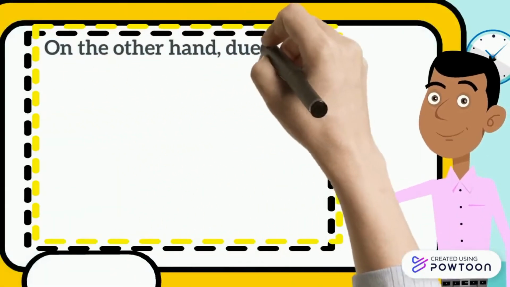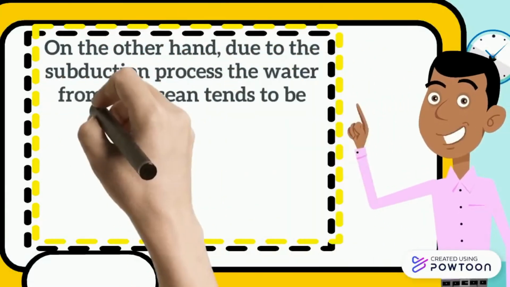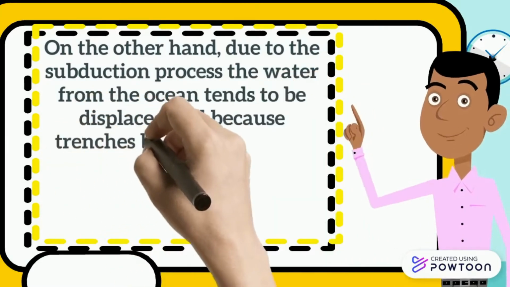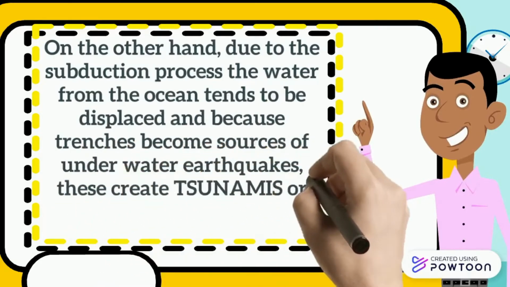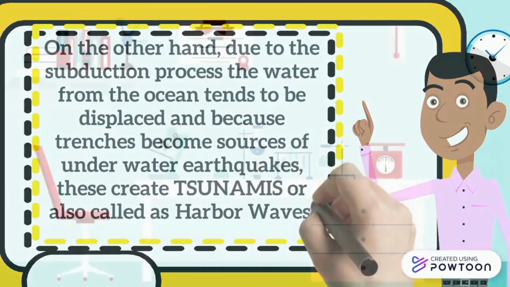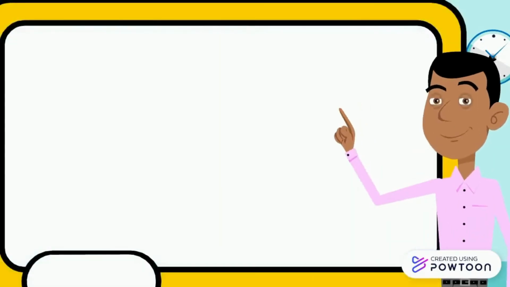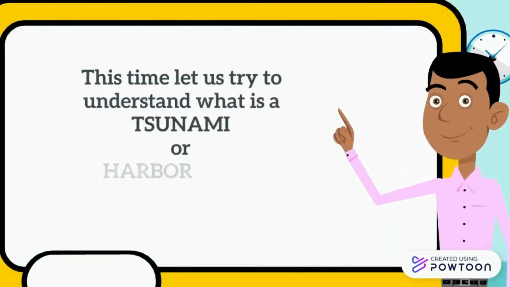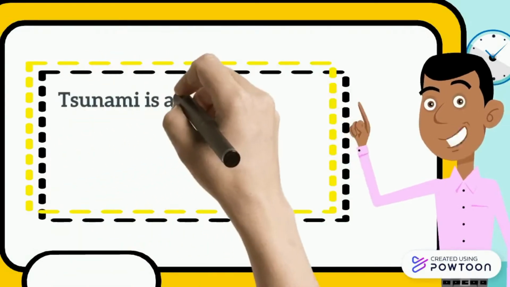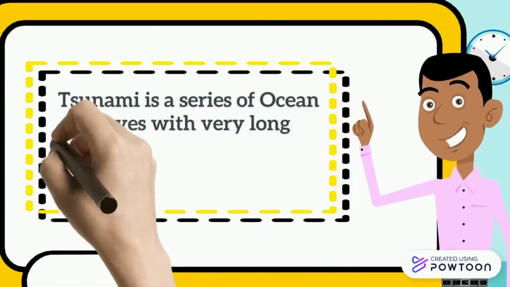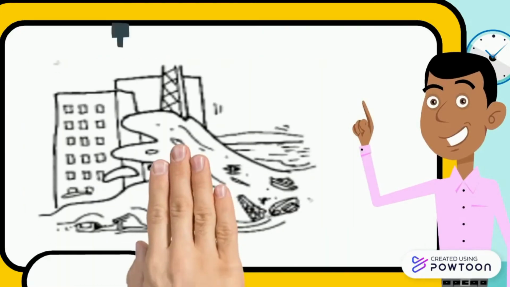On the other hand, due to the subduction process, the water from the ocean tends to be displaced, and because trenches become sources of underwater earthquakes, this creates tsunamis, or also called harbor waves. This time, let us try to understand what is a tsunami or harbor wave. Tsunami is a series of ocean waves with very long wavelengths caused by large-scale disturbances of the oceans. This is a tsunami.